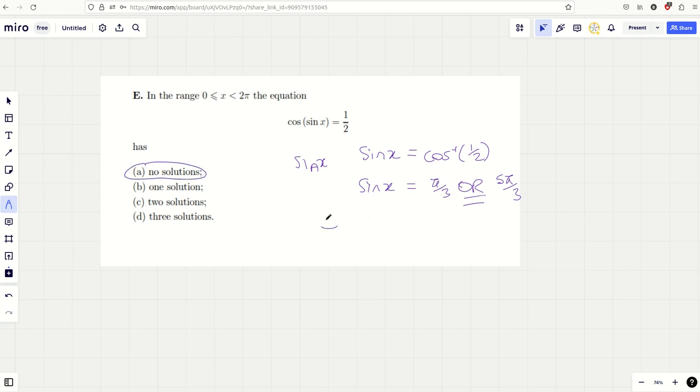The reason we're going to get no solutions is you've got sine x equals 1 and a bit, like 1.07, or what is it, 3.14, sorry, 1.05, something like that, roughly speaking, and that's impossible, so no solutions.